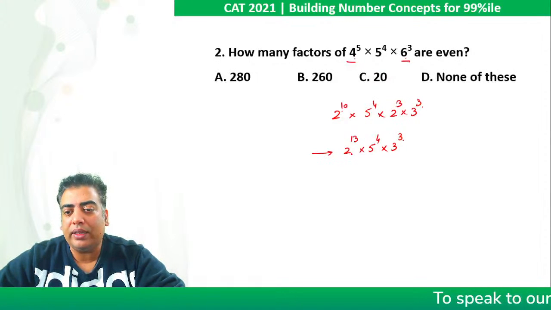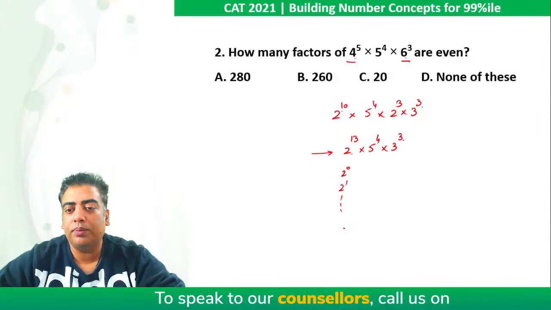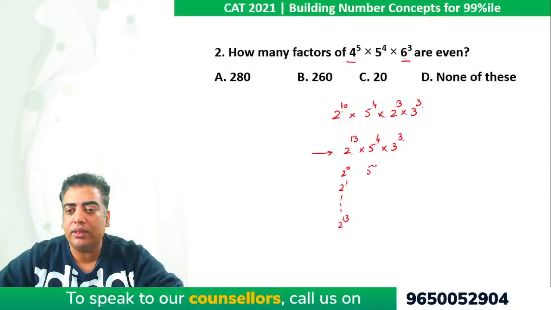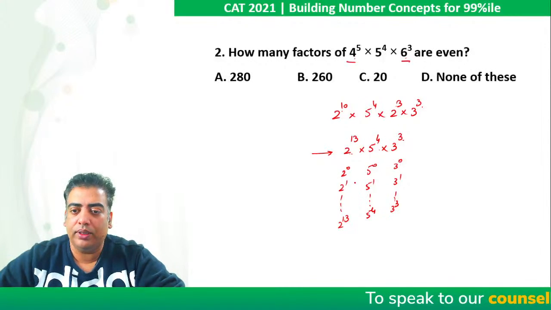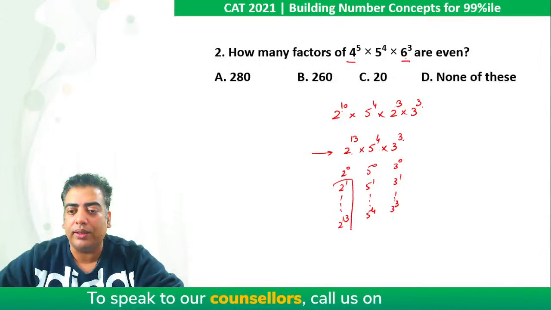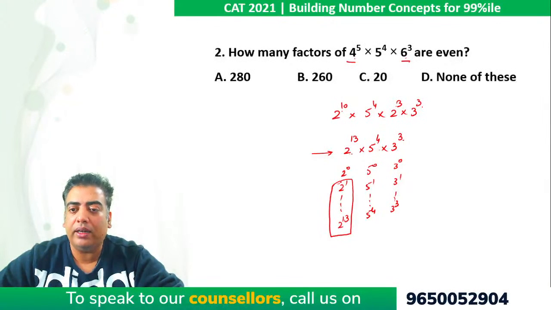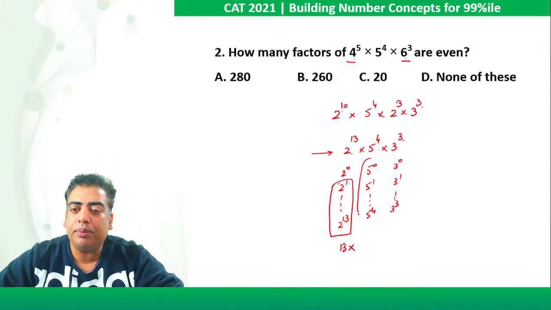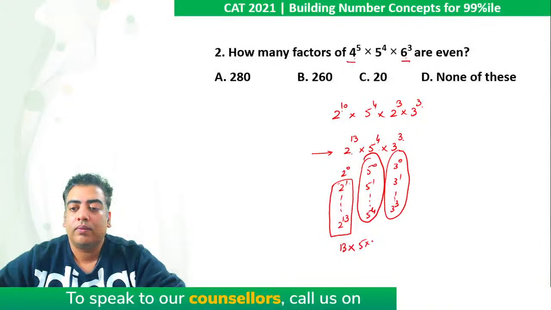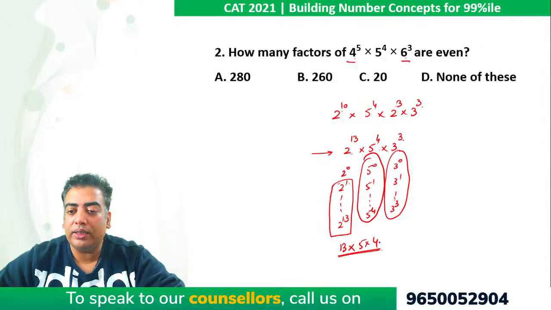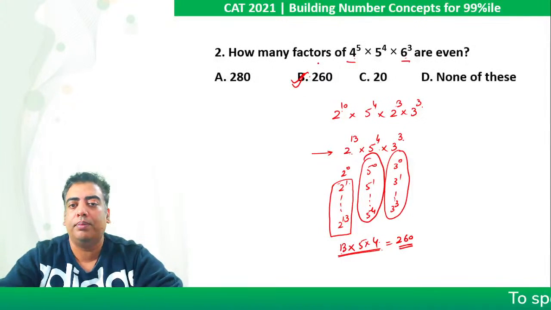The powers of 2 that can divide this number start from 0, 1, so on up to 13. The powers of 5 that can divide this number start from 0 and end at 4, and likewise the powers of 3 start at 0 and end at 3. In order to generate a factor which is even, we must multiply at least 2 raised to power 1. So out of this column, the number of values that will give us an even factor start from 1 to 13, which are 13 in number, which when multiplied with any of these 5 values, then any of these 4 values will always result in an even factor. So 5 into 4 is 20 and 20 into 13 comes out to be 260. So the correct answer option will be B.